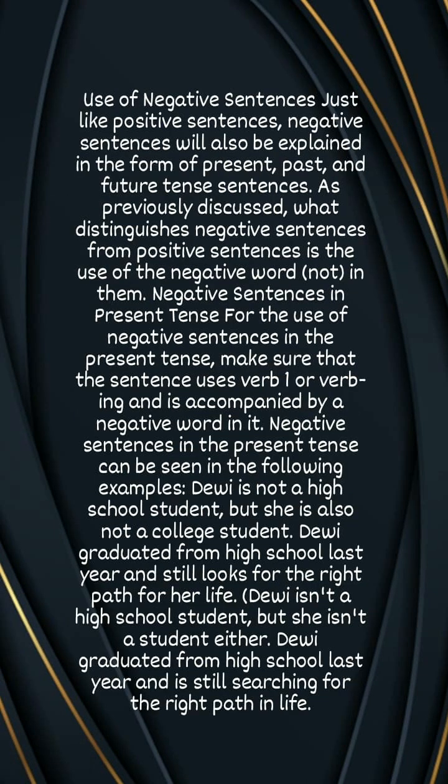Use of negative sentences is just like positive sentences. Negative sentences will also be explained in the form of present, past, and future tense sentences. As previously discussed, what distinguishes negative sentences from positive sentences is the use of the negative word not in them. Negative sentences in present tense. For the use of negative sentences in the present tense, make sure that the sentence uses verb 1 or verb ing and is accompanied by a negative word in it.